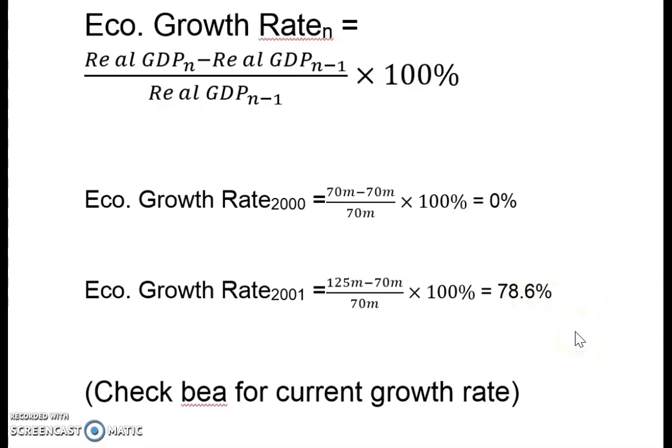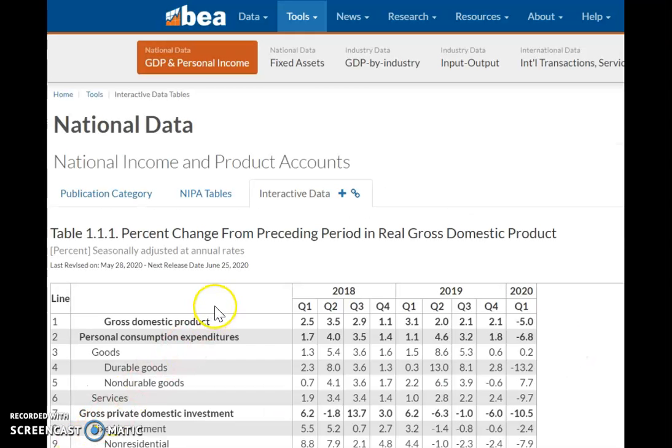So that is how to calculate economic growth rate. This is the official quarterly percent change in real GDP, which we call an economic growth rate. You can see that quarterly our growth rate is somewhere around 2 to 3%, except the first quarter of 2020, it is negative 5%. So I was mentioning that we are heading into a recession. Yeah, we are in a recession as the real GDP starts going down.